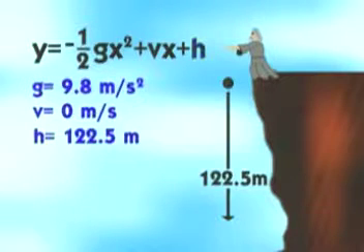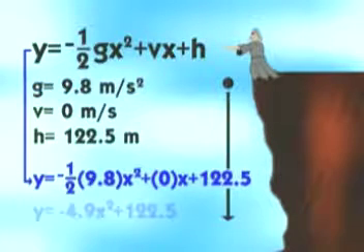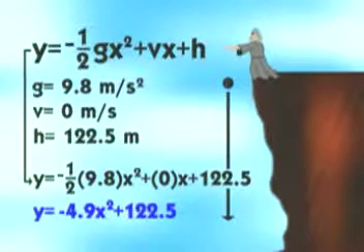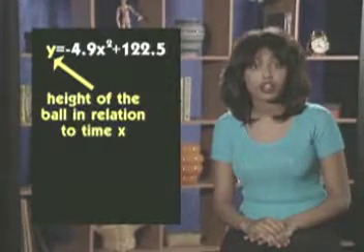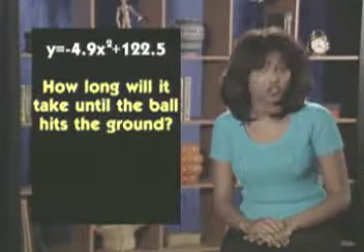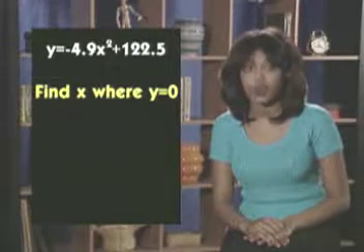122.5 meters. Plugging these values into the equation, we get y equals -1/2 times g, 9.8, times x squared plus v, 0, times x plus h, 122.5. This simplifies to y equals -4.9x squared plus 122.5. Now, the variable y represents the height of the ball in relation to time x. We want to know how long it'll take until the ball hits the ground, which is where the height y equals 0. So, we must find the time x when the height y is 0.